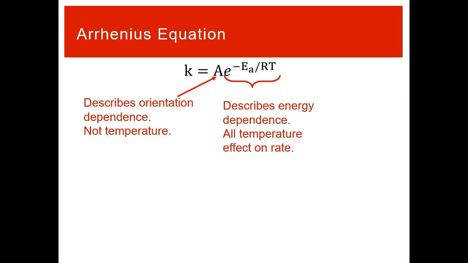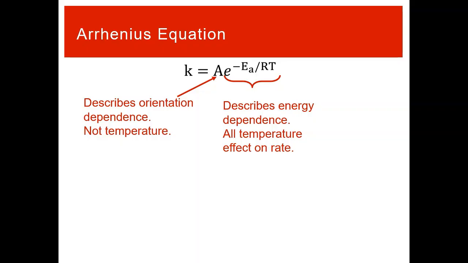So this exponential term describes the energy dependence of collisions, the fact that molecules need to collide with enough energy in order to break those bonds and overcome the activation barrier. RT, that term multiplying R times T, gives information on the amount of energy and the amount of motion due to temperature among molecules, kind of an average energy of those molecules.